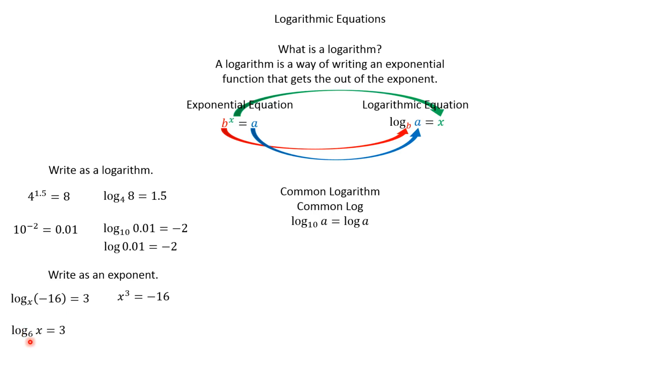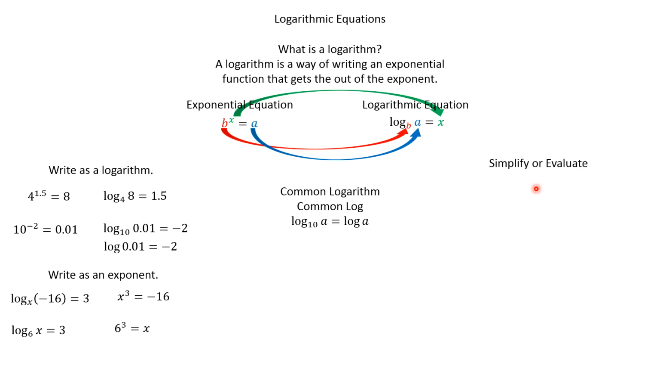Try this one real quick. Log base 6 of x equals 3. Write it using an exponent. Do you have it yet? All right, so this says 6 to the third power equals x. Which you could simplify if you really wanted to. x equals 216 because that's 6 cubed, but we just need to write it using an exponent here.